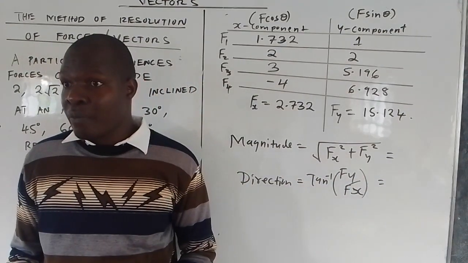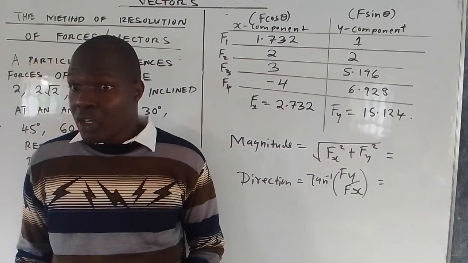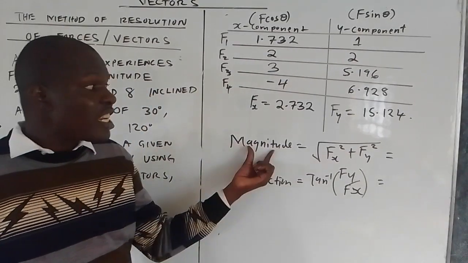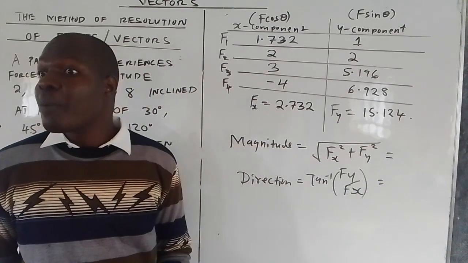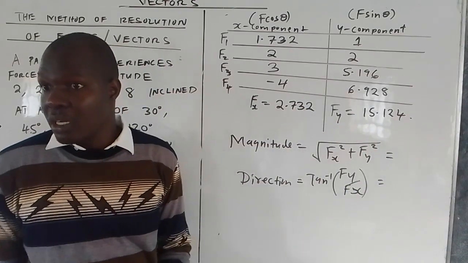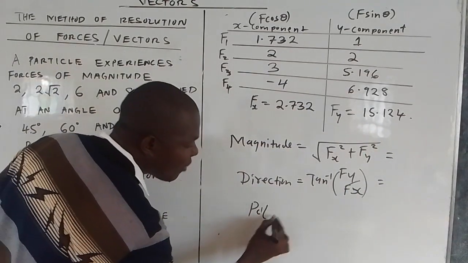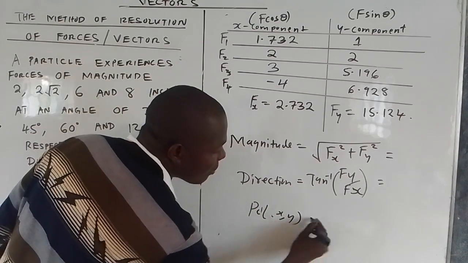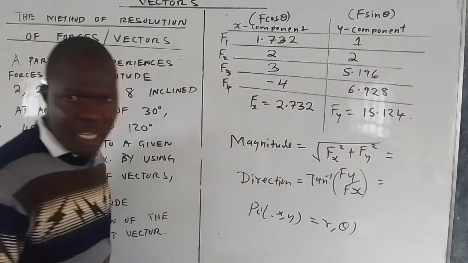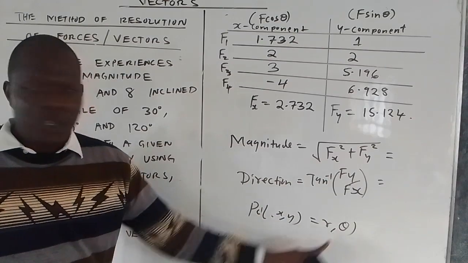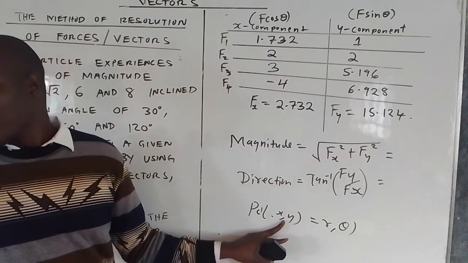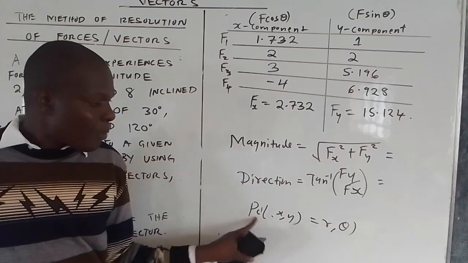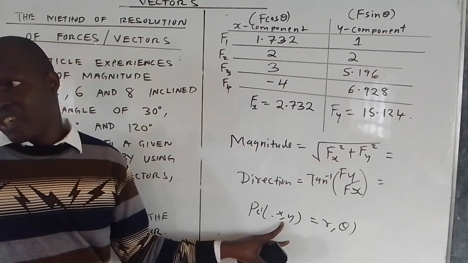Are we together? Is that okay? So you go to the calculator. When you look for the magnitude and the direction, that is r theta, meaning you are looking for the polar form of this rectangular form, isn't it? The polar form of xy is supposed to give you r theta. Are we together? R theta is the polar form of xy.